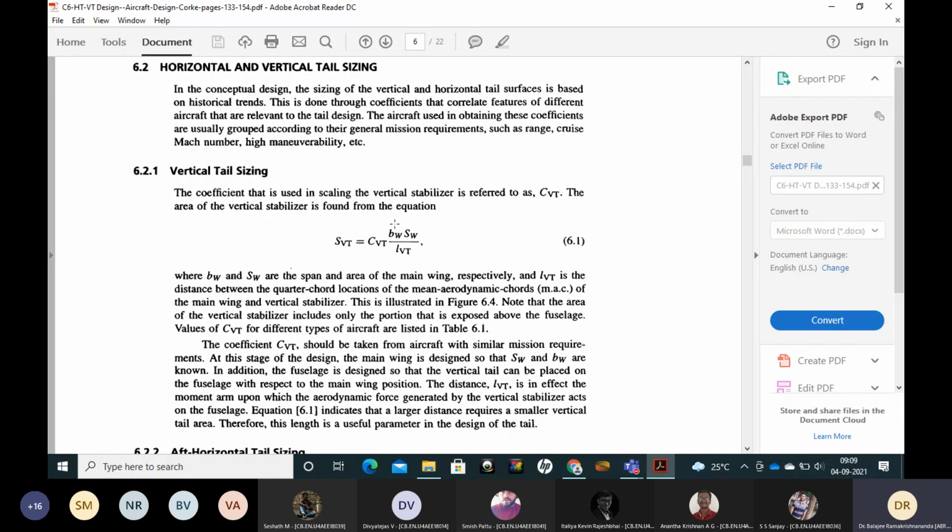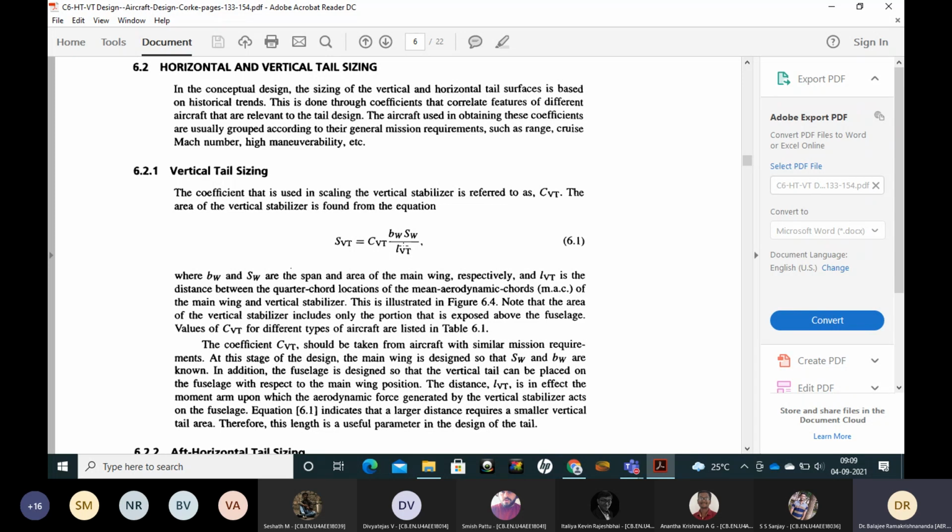Now the BW is the span of the wing. Sorry, SW is area of wing. LVT, as we know, is the distance between the aerodynamic center of wing and vertical tail. How to choose the CVT and LVT is what we are going to do first.